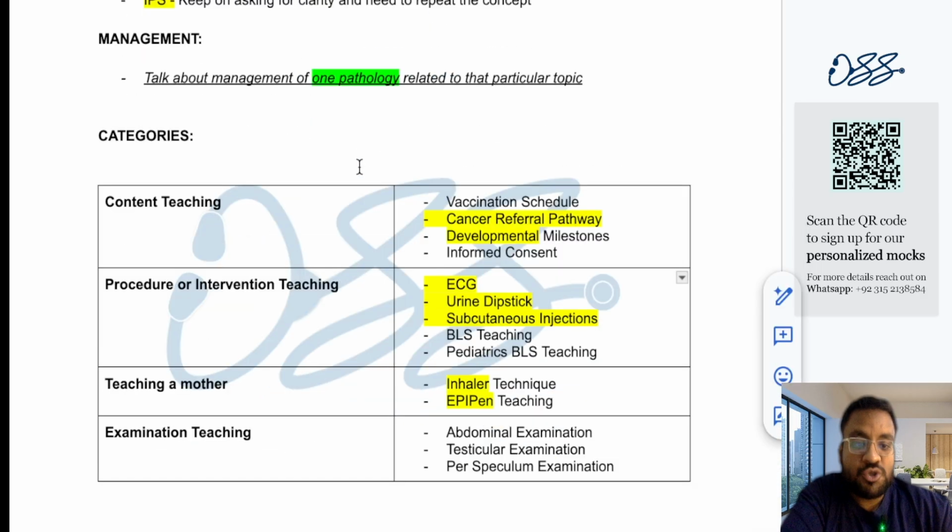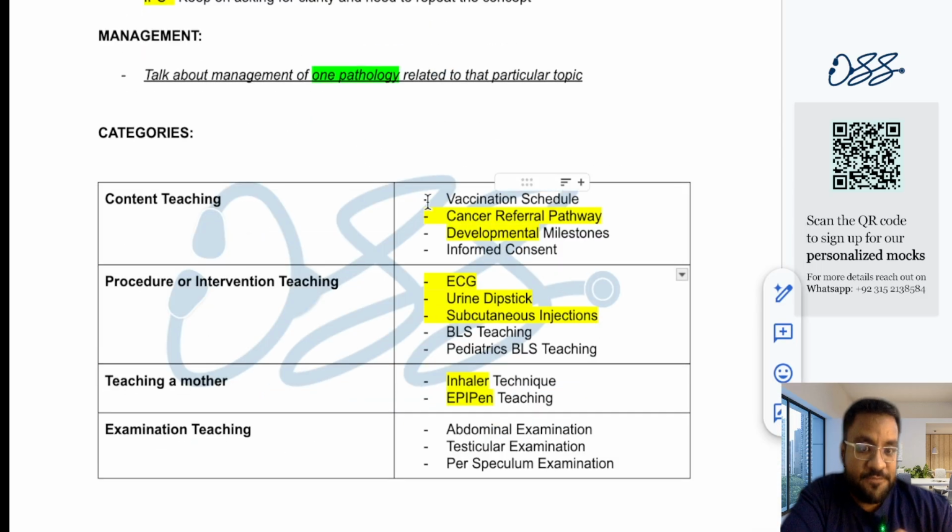Okay, so that is pretty much it for this lecture. In the next lecture, what we are going to discuss is the essential data gathering questions that you need to ask in every different type of teaching session, and what should be your main management pointer, and what should be your main focus of the management for different types of teaching sessions. So see you in the next lecture for that.